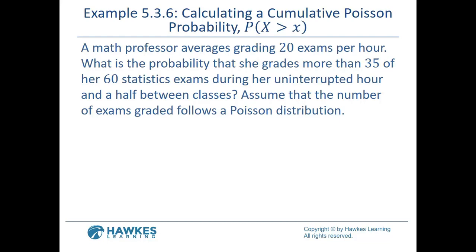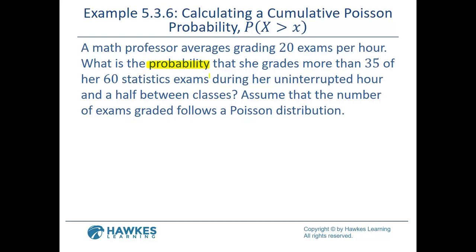A math professor averages grading 20 exams per hour. What is the probability that she grades more than 35 of her 60 statistics exams during her uninterrupted hour and a half between classes? And we're going to assume that the number of exams graded follows a Poisson distribution. And we're kind of given a hint that it's Poisson because they give us intervals, right? So what is the probability?